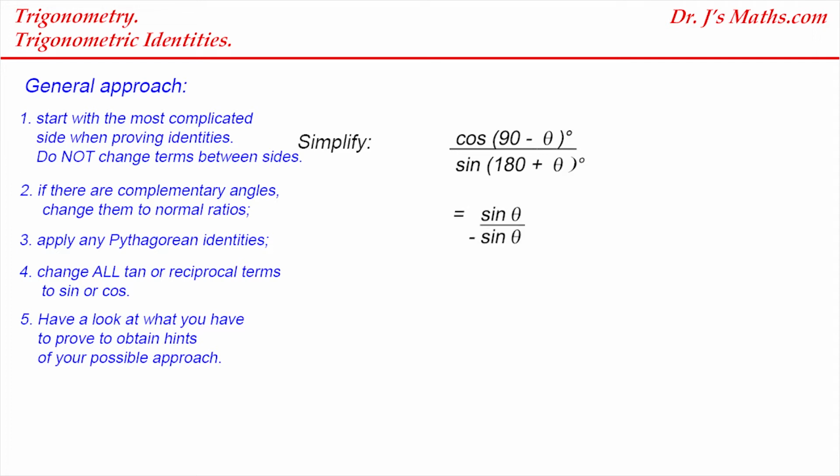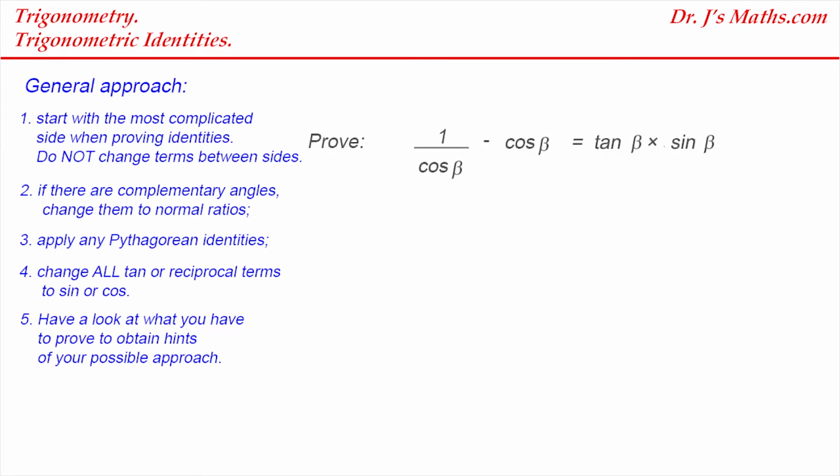Well, we know that cos(90 minus theta) is equal to sine theta, and for sine(180 plus theta), from our angles of any magnitude, that's in the third quadrant, so sine is negative, so we're going to write minus sine theta, and they cancel out to give us minus 1. So now we move on to proving things.